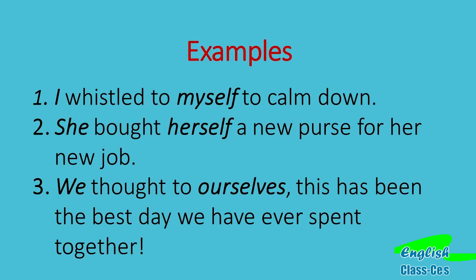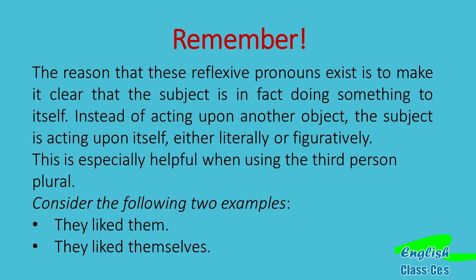Examples: I whistled to myself to calm down. She bought herself a new purse for her new job. We thought to ourselves, this has been the best day we have ever spent together. Remember, the reason that these reflexive pronouns exist is to make it clear that the subject is in fact doing something to itself. Instead of acting upon another object, the subject is acting upon itself, either literally or figuratively.